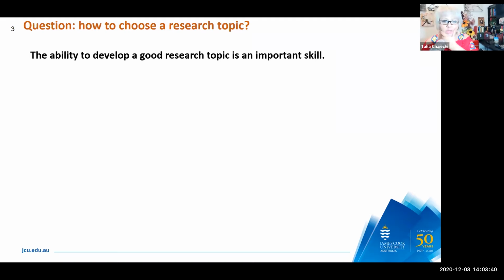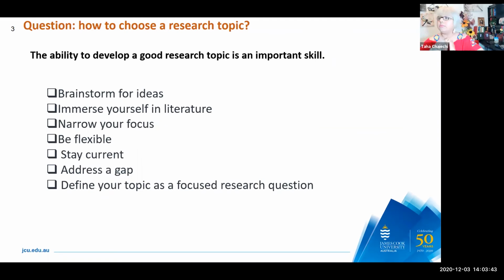So what are the things that we can do in order to develop a good research topic?